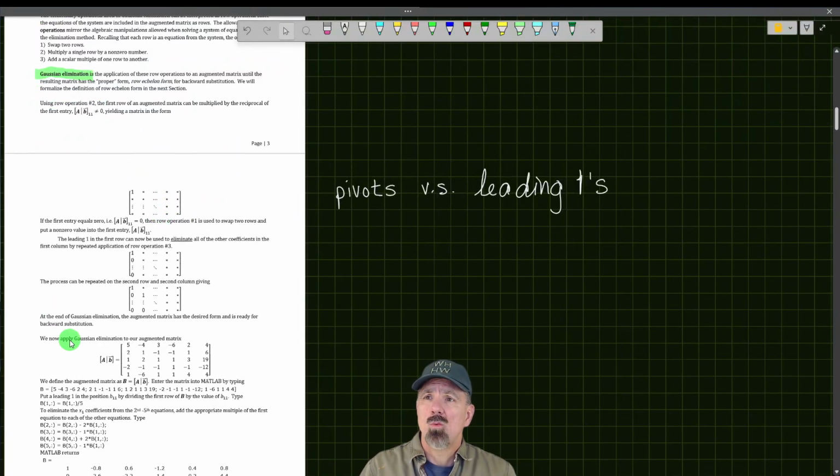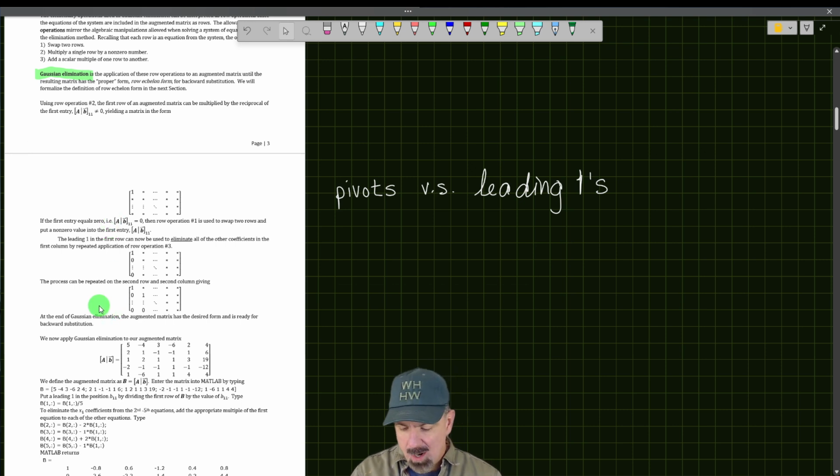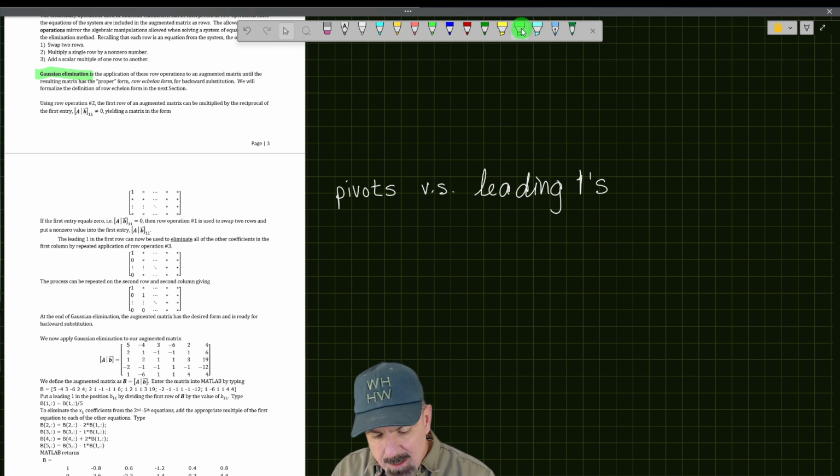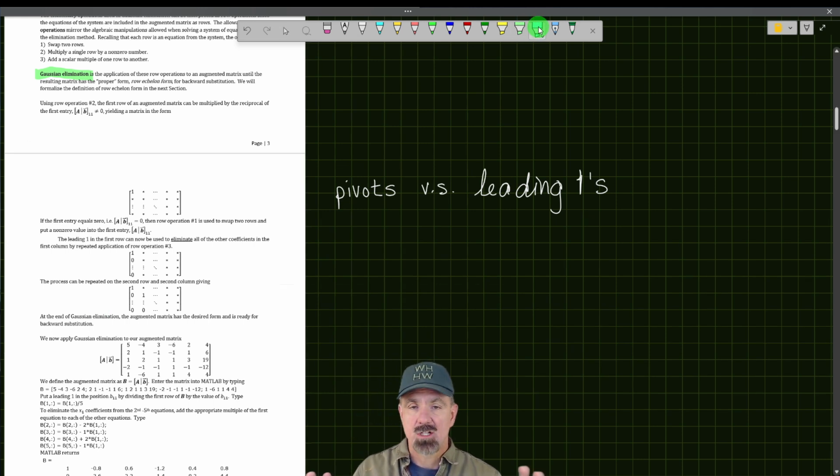Let's see. So we can go through this, and we'll do an example in just a minute, but you can look through the process. There's an explanation here. What I want to highlight for you is a difference between what's in my book and what's in Strang's book. And it's not that either one is correct or incorrect, it's just a difference of emphasis.